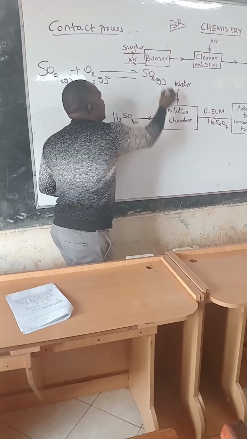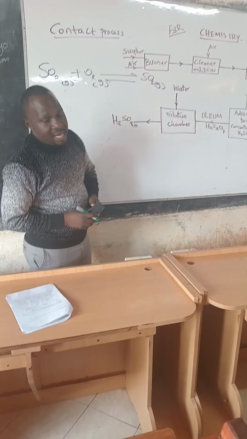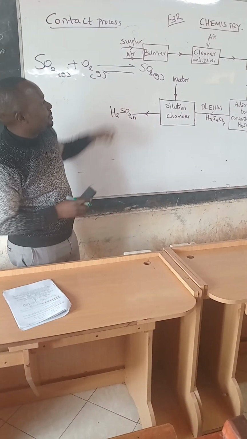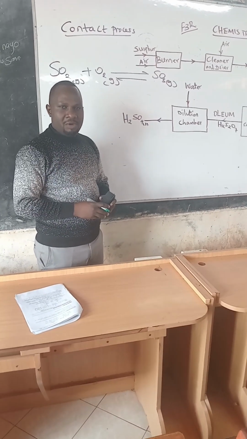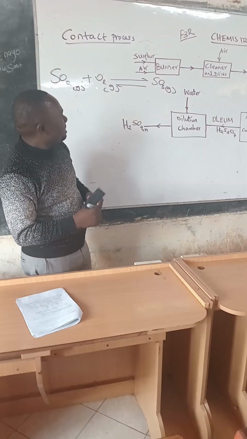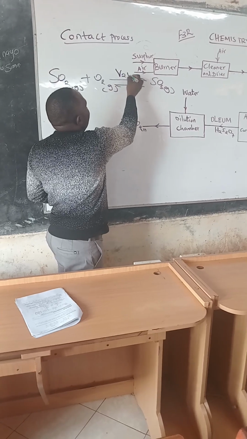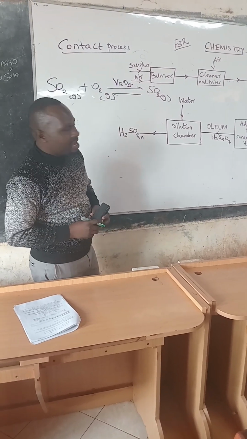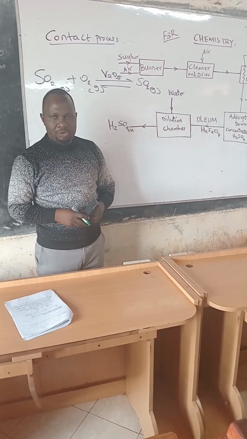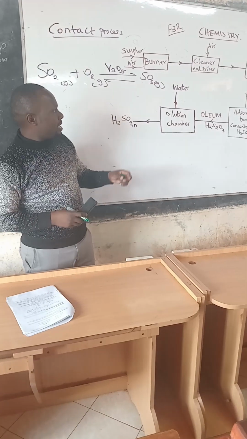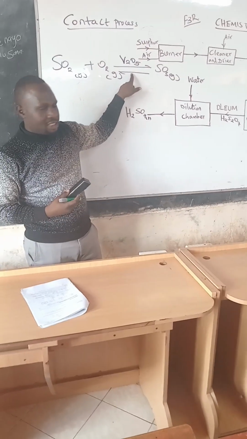sulfur 6 oxide gas. At that point, it is an equilibrium reaction, and we normally use a catalyst known as vanadium 5 oxide. If you cannot use vanadium 5 oxide, you can use platinized asbestos. But the most preferred is vanadium 5 oxide as the catalyst. Why do we prefer vanadium 5 oxide? It's very cheap, unlike platinized asbestos, which is very, very expensive. Another reason, vanadium 5 oxide is readily available. You can easily access it.